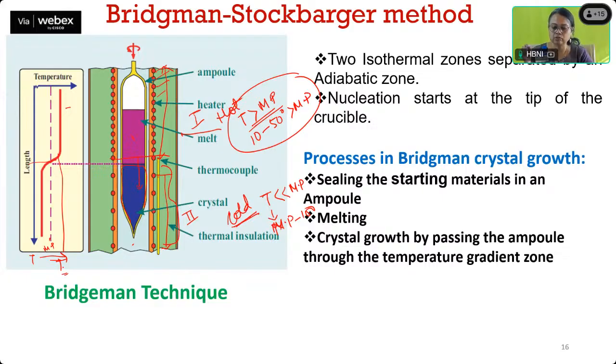So we have got two isothermal zones separated by an adiabatic zone. This middle zone is called the adiabatic zone. The nucleation starts at the tip of the crucible, so that is why this specific formation is there. The tip of the crucible is very thin so that nucleation starts here. This becomes the nucleation point, and we seal the crucible in the ampule, and then melt, and then do the crystal growth by passing the ampule through the temperature gradient zone.